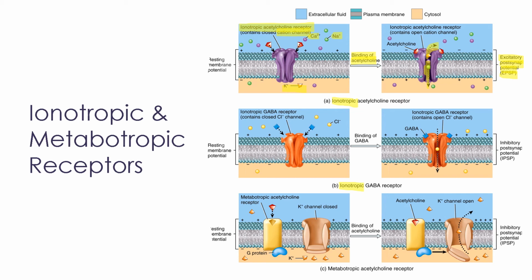We also sometimes see IPSPs resulting from ionotropic receptors. An example would be a GABA receptor. GABA is an inhibitory neurotransmitter. So when GABA binds, it allows chloride into the cell, resulting in an IPSP.